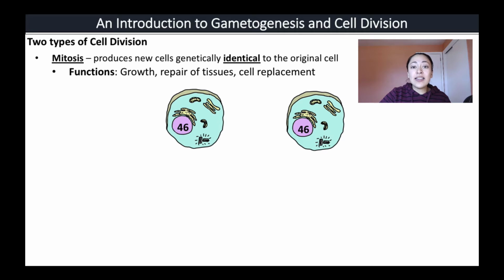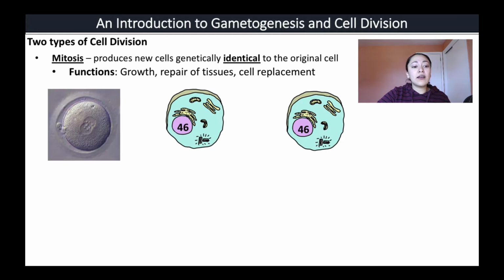When might this need to happen in our bodies? Well, this happens during growth. So you start out life as a single cell. This is actually showing a zygote, the result of fertilization of a sperm and egg. You can actually see the nucleus of the sperm and nucleus of the egg fusing here. So this cell would have 46 chromosomes in it, and that's how you begin your life.